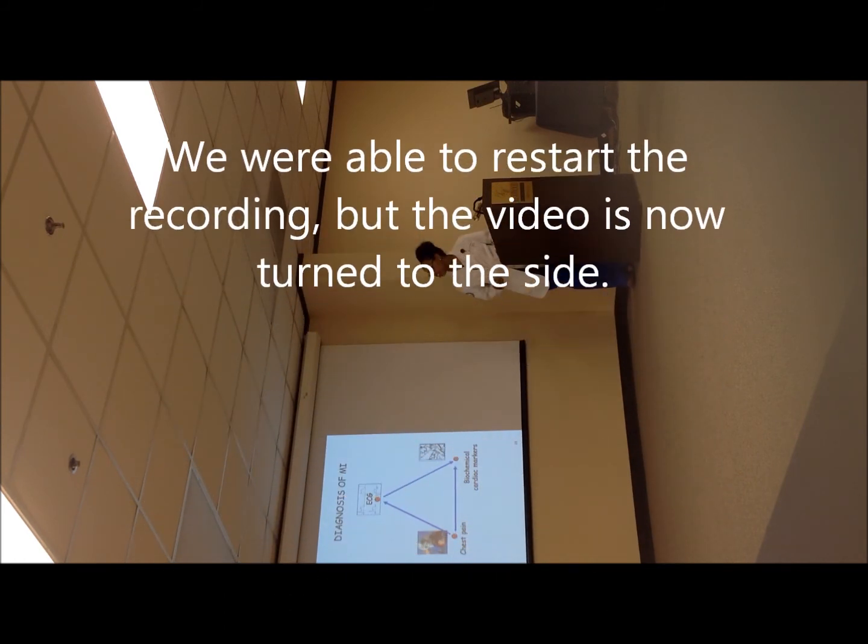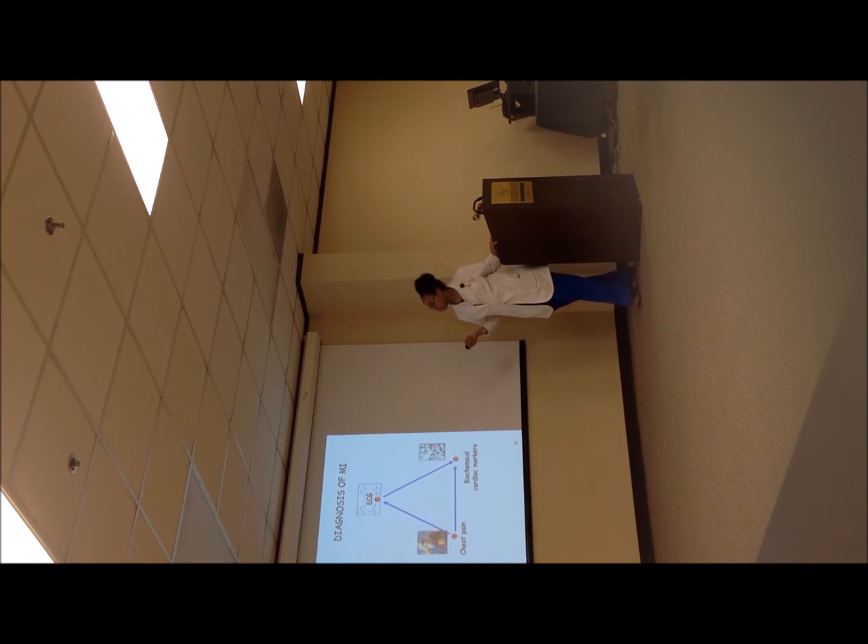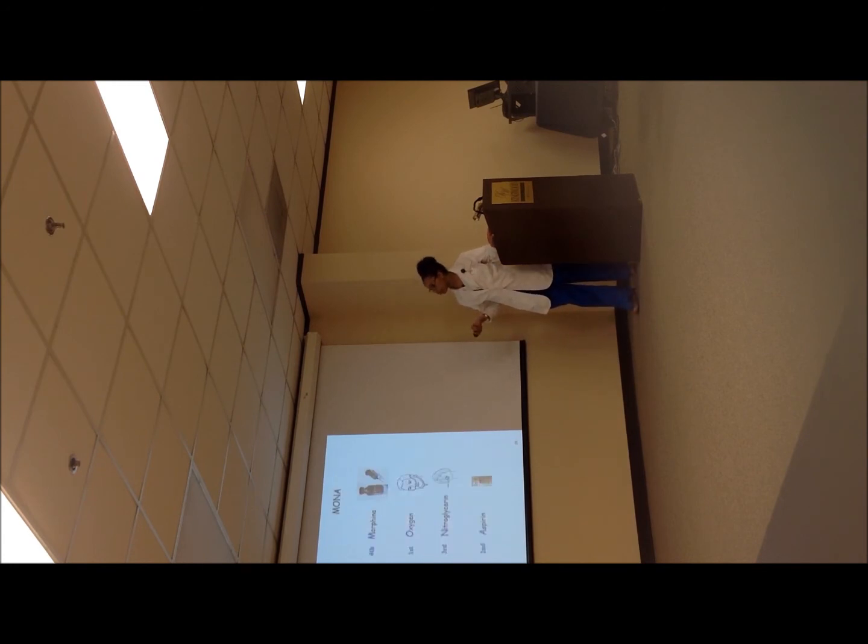Okay, so for a diagnosis of a heart attack, the patient comes in with chest pain. The first thing they're going to do is an EKG on the patient and also check the cardiac enzymes, which are the troponin and the CK-MB. The acronym for a patient having a heart attack is MONA. Most people know MONA: morphine, oxygen, nitroglycerin, and aspirin.